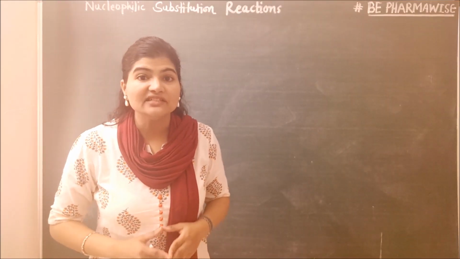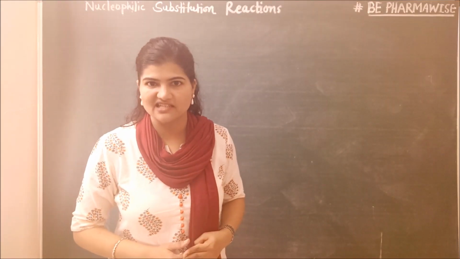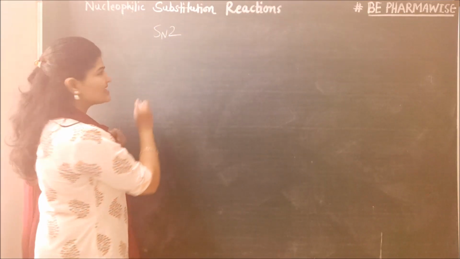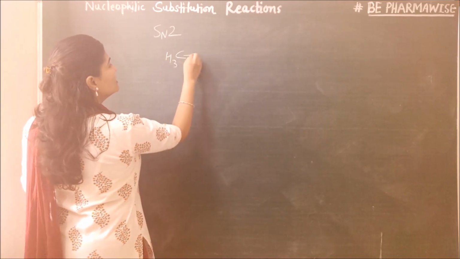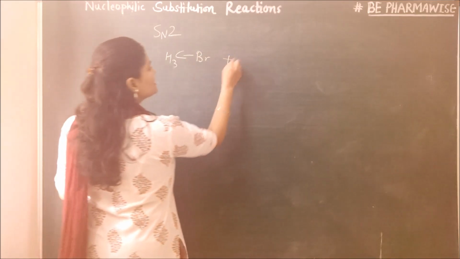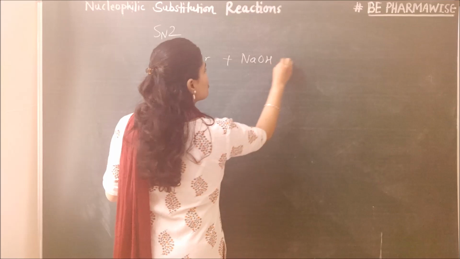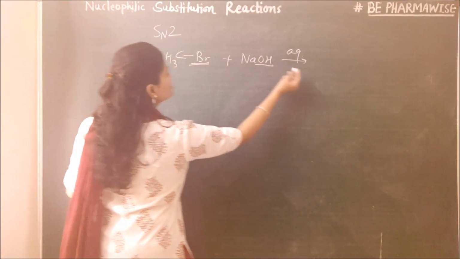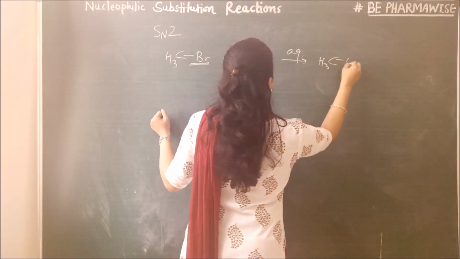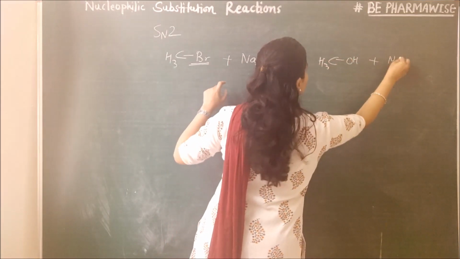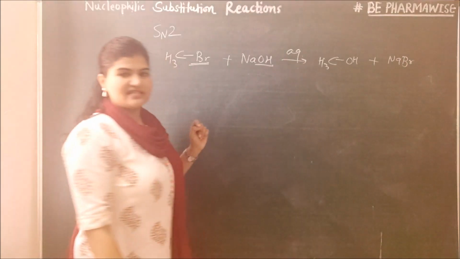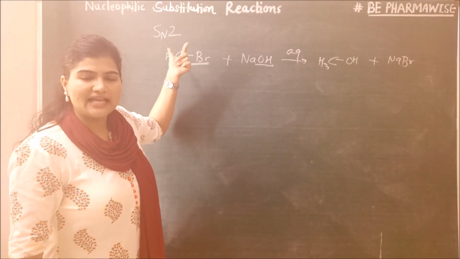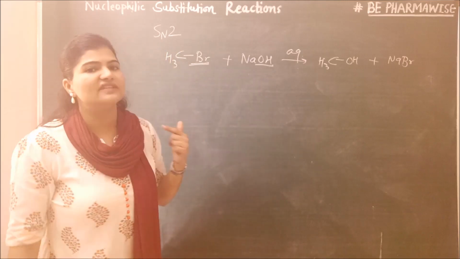Now friends, we will start with the discussion of the SN2 reaction mechanism first. For discussing the SN2 mechanism, I will take an example of hydrolysis of methyl bromide in presence of aqueous NaOH or KOH. Bromine will be replaced by OH and you will get CH3OH plus NaBr. So as you can see, this is a plain substitution reaction which follows second order kinetics. It is a bimolecular nucleophilic substitution.